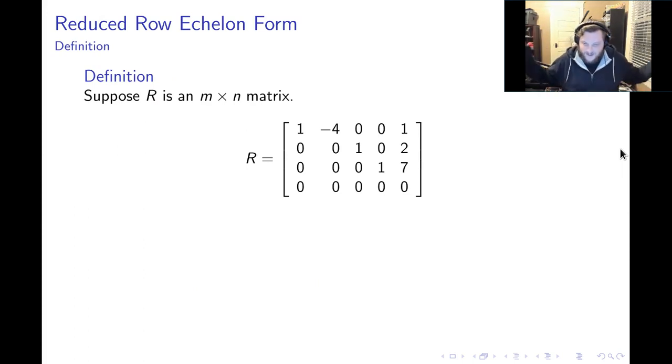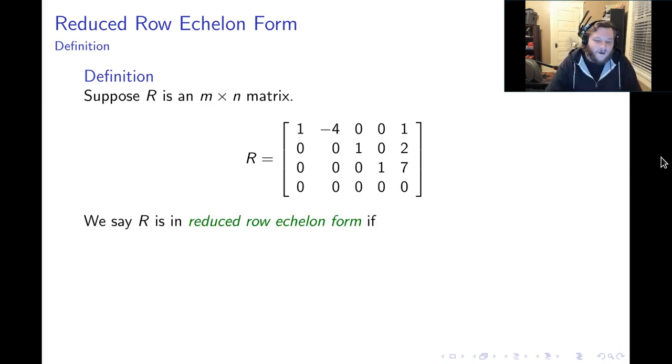So the context here is lots of matrices are very difficult to work with, but some matrices are easier to work with. So let's say that we're working with an m by n matrix, and let's say that matrix is called R. In this example, our matrix looks like it's 4 by 5. We say that our matrix is in reduced row echelon form if 4 things are satisfied. So we need 4 rules to pass in order to call our matrix reduced row echelon form.